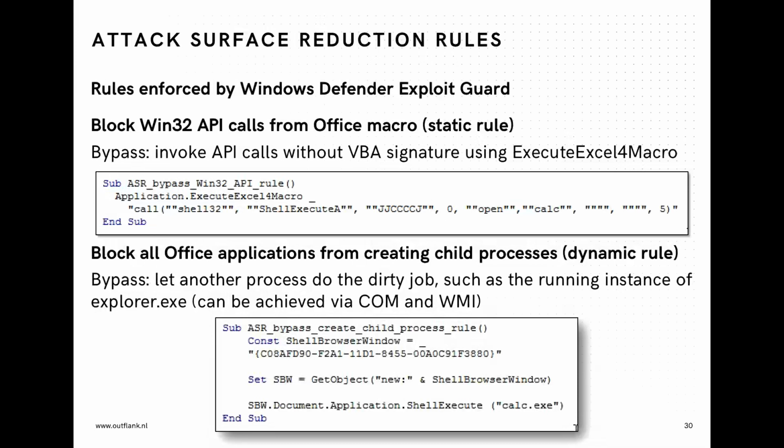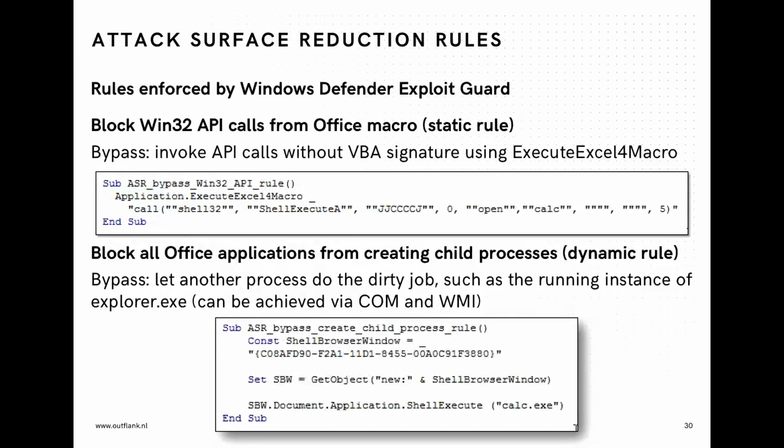So what this code example on the bottom does is query a COM interface to a shell browser window, which happens to be a part of explorer.exe, the running instance, the actual shell. Then we can abuse the ShellExecute method, which Explorer offers via COM, to have Explorer start calc.exe. So now Word or Excel interfaced with Explorer.exe, with no process creation there because Explorer.exe was already running, and we have Explorer.exe spawn a child process.